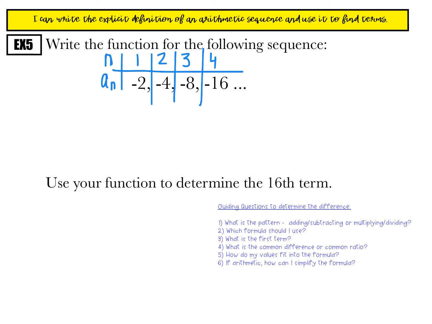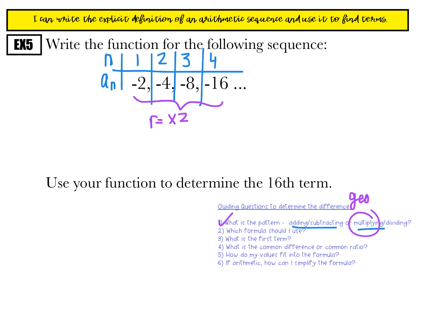The first question, am I adding, subtracting, or multiplying, dividing? Well, I can see that each time I am multiplying by 2. So my r is going to be 2. So which formula should I use? If I'm multiplying, dividing, then this is going to be a geometric sequence.